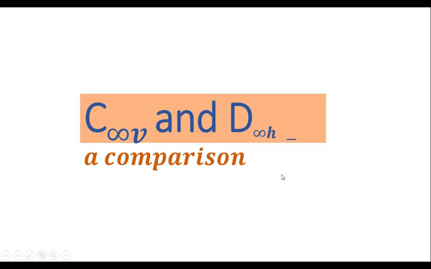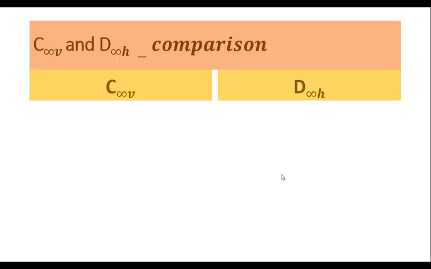In today's lecture, we are going to make a comparison between two different point groups. One is C infinity V and the other is D infinity H. When we say that we are going to make a comparison, we are going to compare both the symmetry elements of C infinity V and the symmetry elements of D infinity H. The example for C infinity V point group is HCl, whereas the example for D infinity H point group is hydrogen molecule.